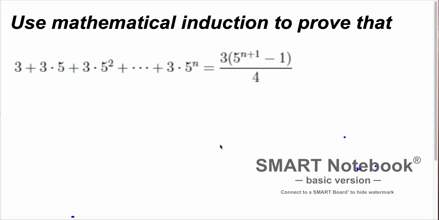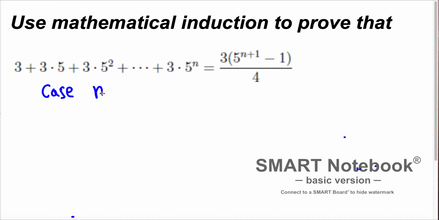Induction to prove that 3 + 3 times 5 + 3 times 5 squared + ... + 3 times 5^n is equal to (3 times 5^(n+1) - 1) divided by 4. So let's prove it by induction. Let's go with the case 1.